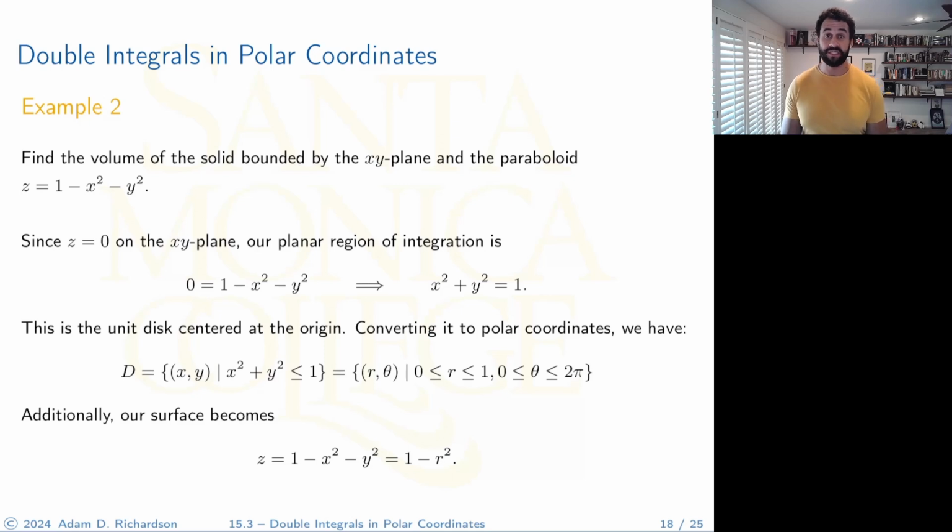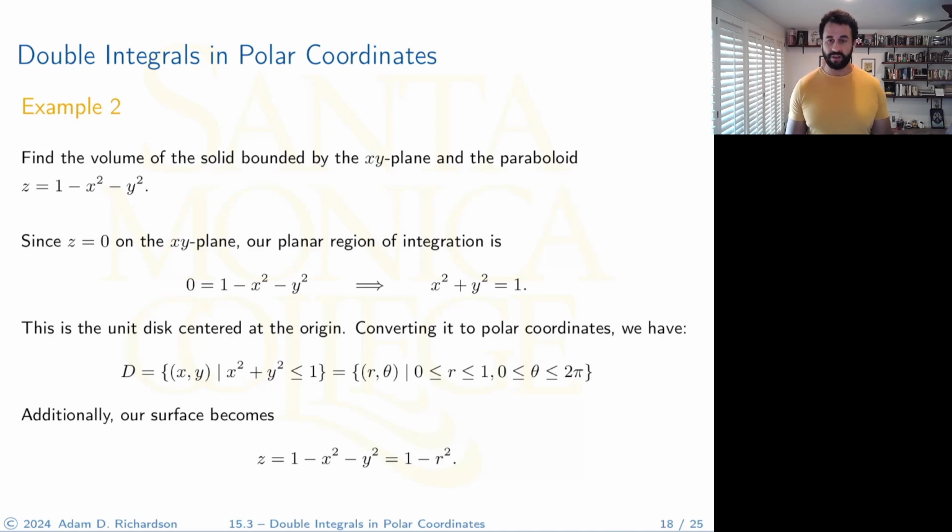Now, because it's the unit disk, ripe for polar coordinates, right? We can write it in terms of Cartesian coordinates, but in polar coordinates, it's even easier. r goes between 0 and 1. Theta goes between 0 and 2 pi. There's no squares or anything like that. Literally just r's and thetas.